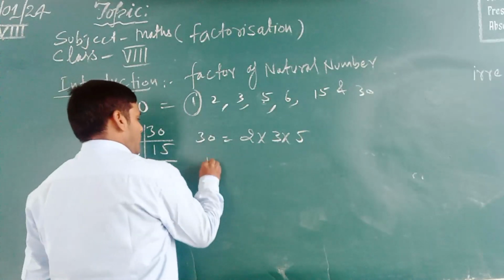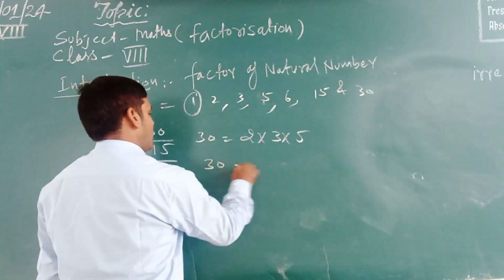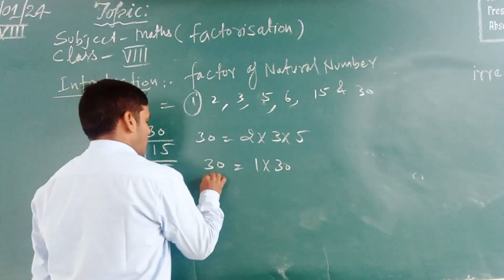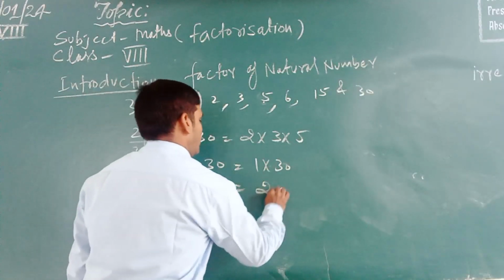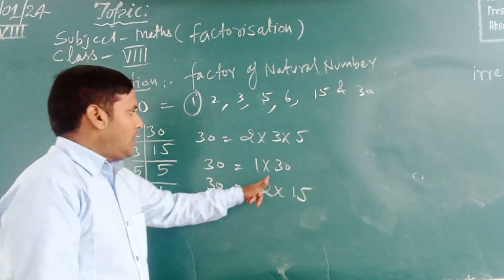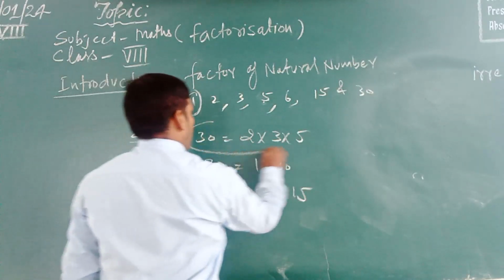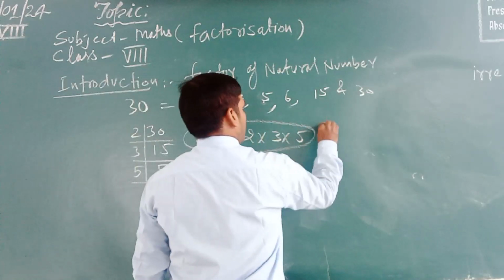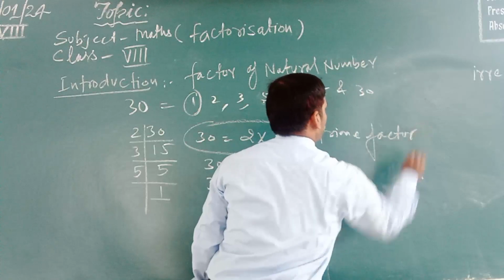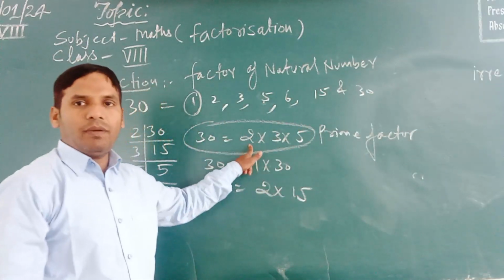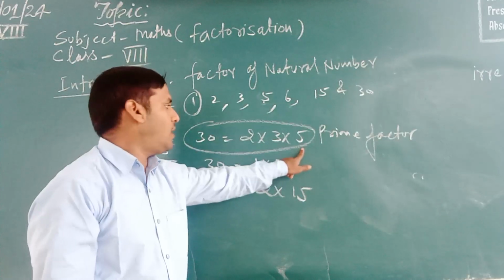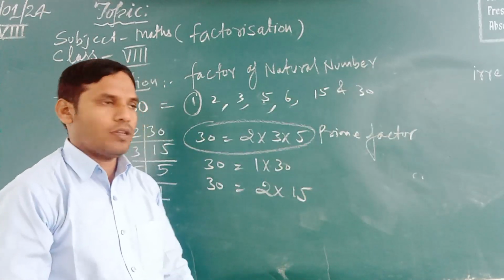Suppose 30, 1 into 30 is also a factorization, and 2 into 15 is also a factorization. But the factorization into 2, 3 and 5 is known as the prime factorization, because 2 cannot be divided by any other number, 3 cannot be divided by any other number, and 5 also cannot be divided by any other number.